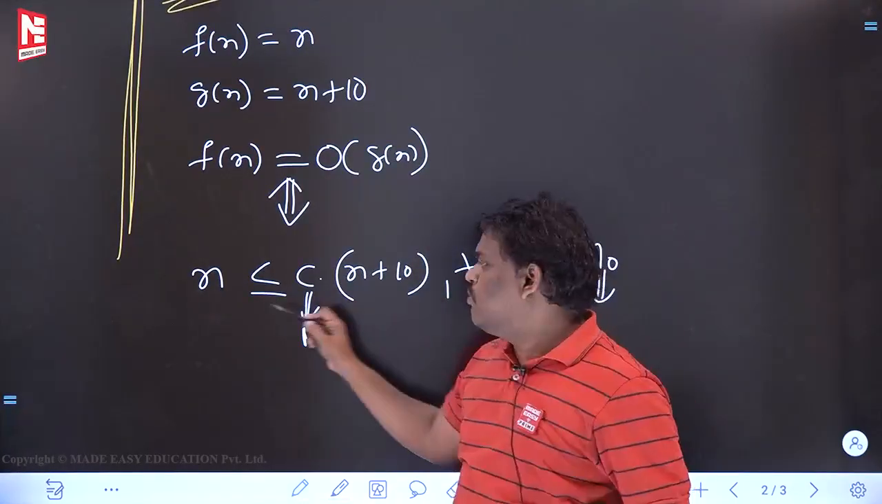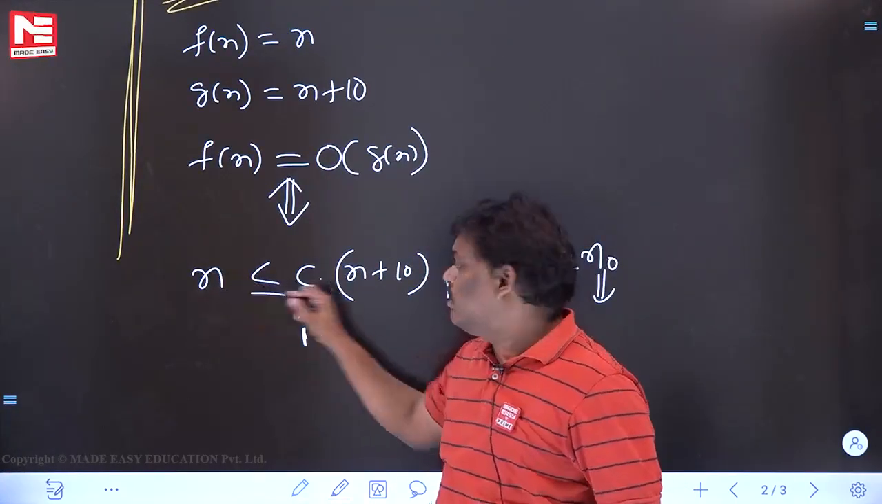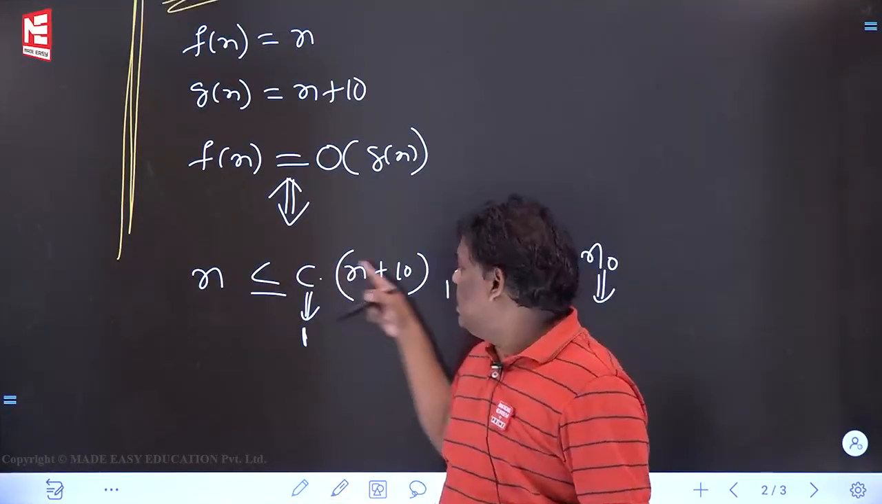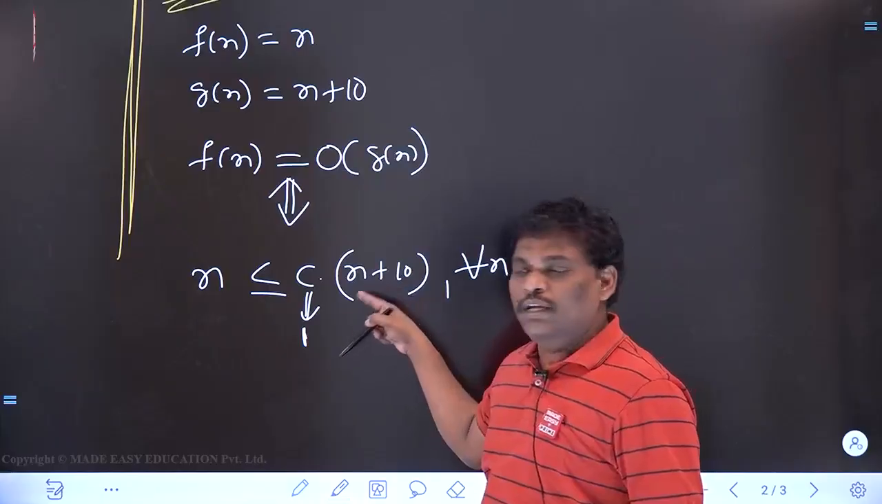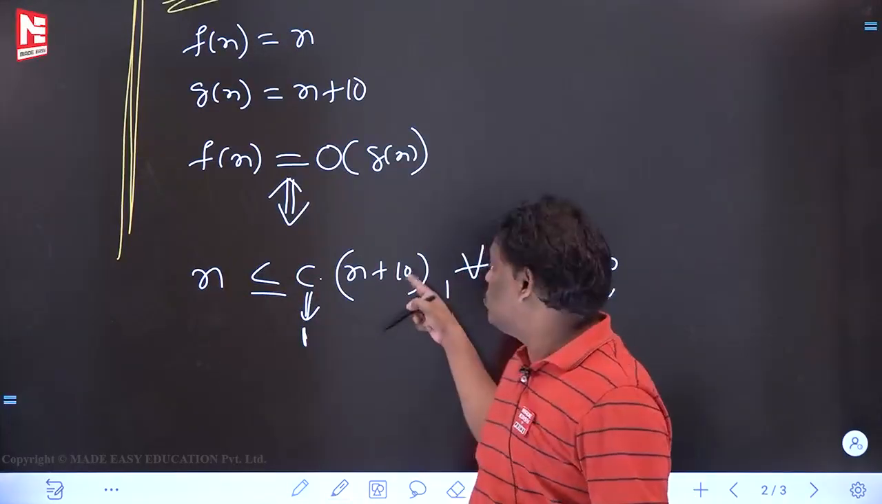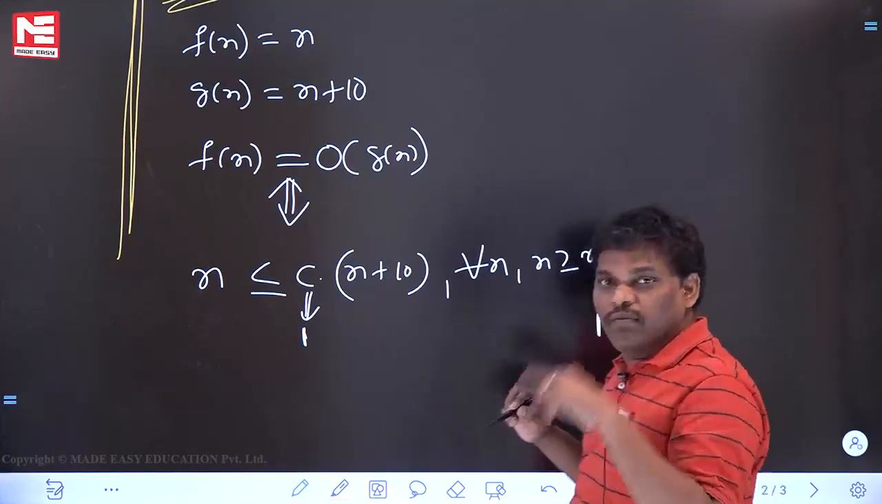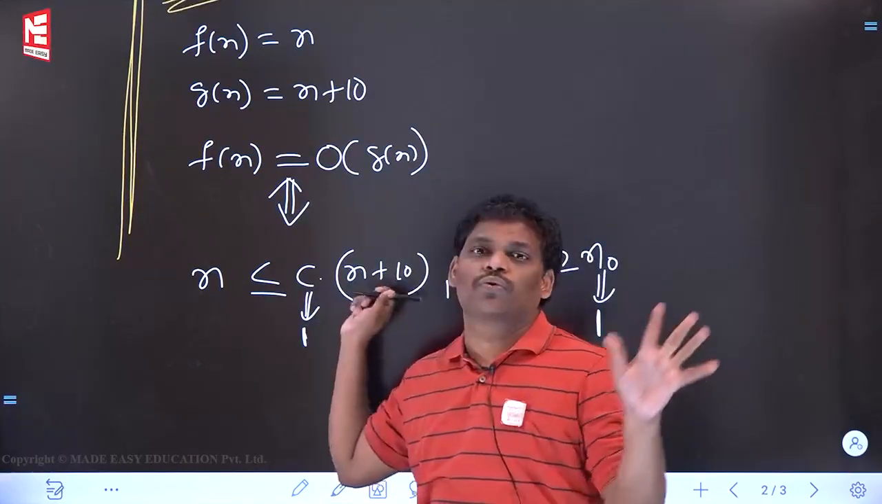Let me check 1. If I keep the n value 1, left is 1, right is going to be n plus 10, so 11. N value 2, left 2, right is 12. N value 3, left 3, right is going to be 13. I think 1 onwards is working. N0 means the starting n value from where this relation holds good.